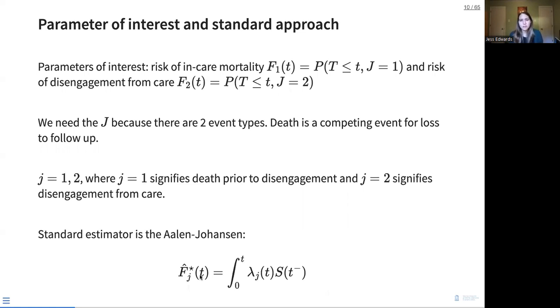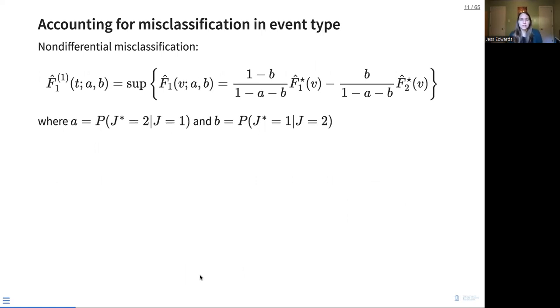However, if we think this misclassification is happening, we need to adapt this estimator to account for the misclassification. And so this is the estimator we propose in the 2019 paper. I will show you the citation. I think it's on the next slide, where we have our corrected estimator, the estimator accounting for the misclassification. It is a function of the observed cumulative probability of the observed event type 1 and the cumulative probability of observed event type 2, all scaled by this function of A and B, where A and B are the complements of sensitivity and specificity. So A is the probability of being observed to be event type 2, given that you had event type 1, and B is the probability of being observed to be event type 1, given that you really had event type 2.